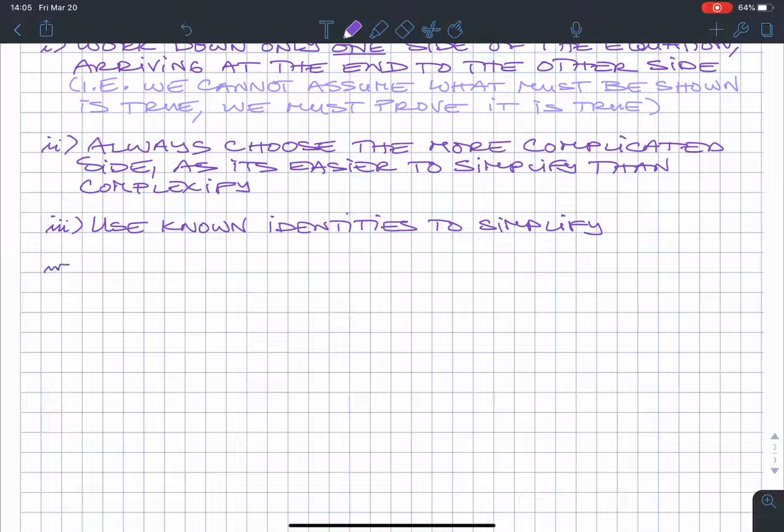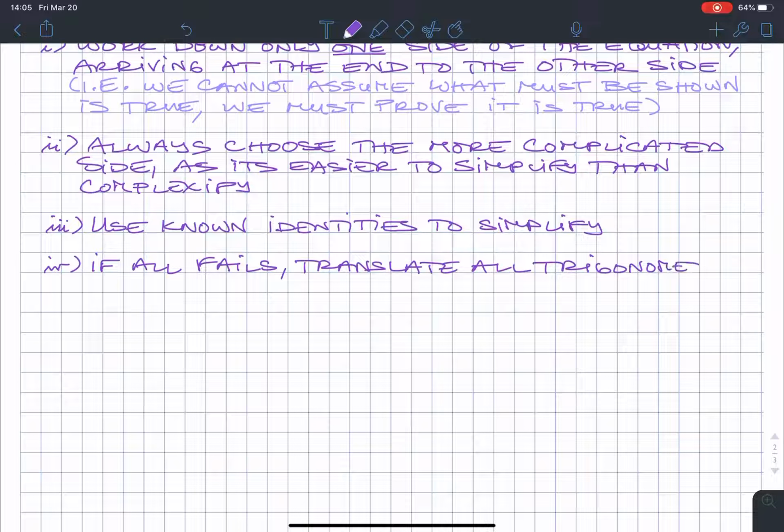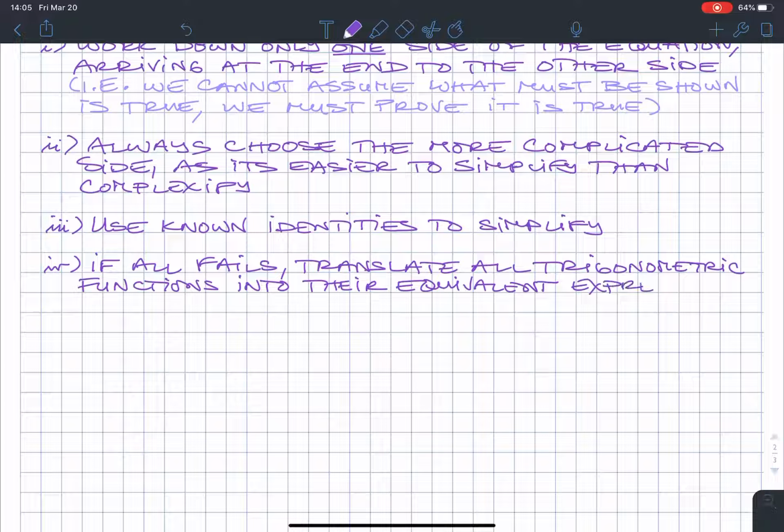Number 4, if all else fails, I guess. And this is indeed if all else fails, translate all trigonometric functions into their equivalent expressions in sine and cosine.